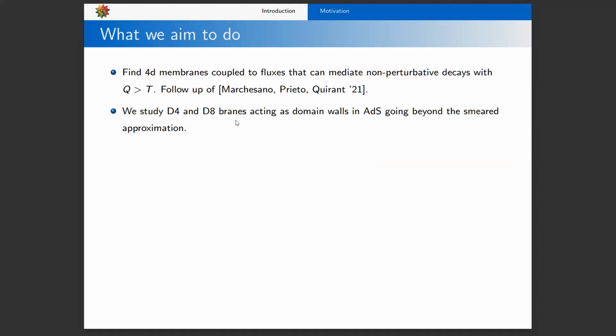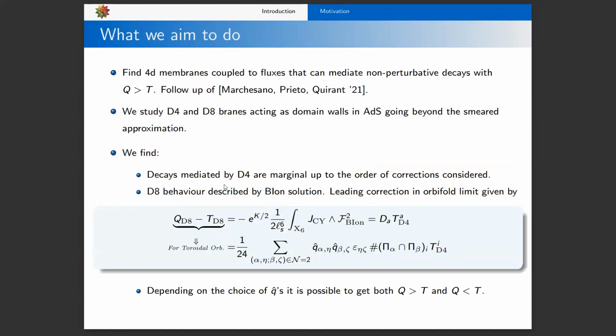We will focus on D4 and D8 branes acting as domain walls, and we will go beyond the smearing approximation. And what we find is that the decays mediated by D4 are at best marginal at the order of corrections we are considering. So these systems don't seem to work very well with the weak gravity conjecture, but maybe if we go to higher corrections, this marginality is broken.